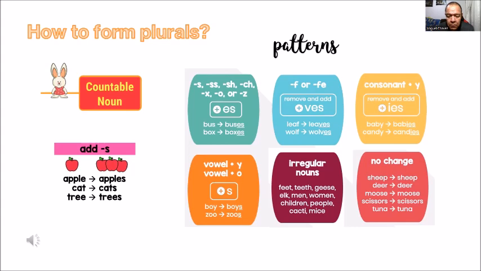Some nouns don't follow regular rules. They are called irregular nouns. You must memorize them. For example, feet, teeth, geese, elk, men, women, children, people, cacti, mice. Some nouns don't change at all in the plural form. Sheep, deer, moose, scissors, tuna.